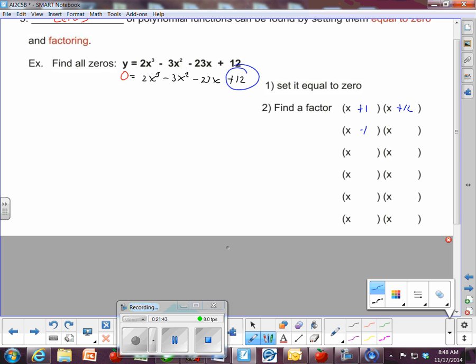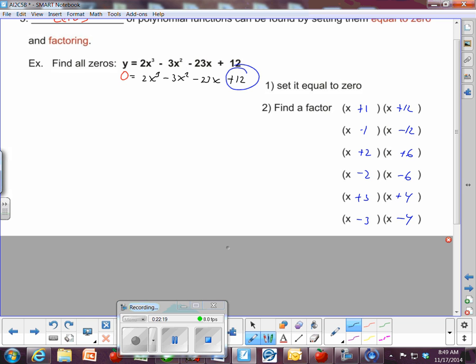So negative 1, negative 12, positive 2, positive 6, negative 2, negative 6, positive 3, positive 4, negative 3, negative 4, right? Those are the possibilities there, and that's what we're looking at. And hopefully, I hope, this one's going to work out well. We will see. All right, so let's go back again.